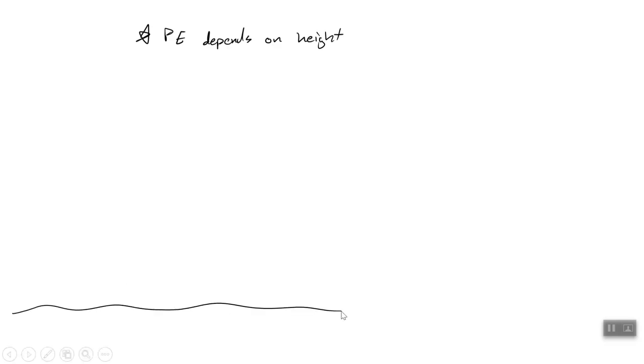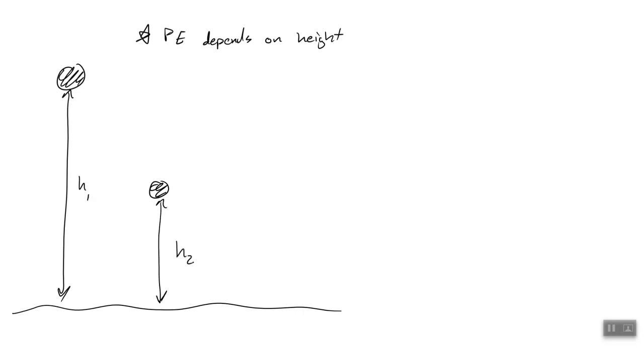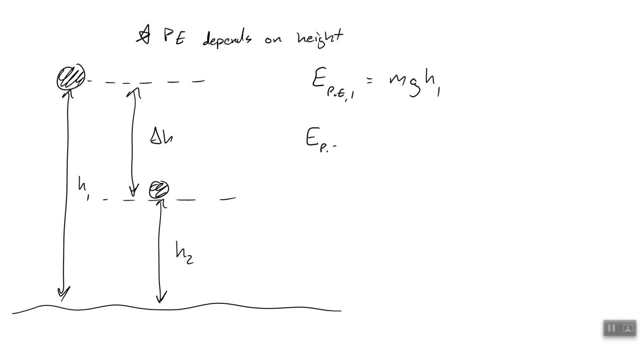Okay, so as we saw, potential energy depends on height. Now, you can have two things with different amounts of potential energy then. Let's say we have two rocks that are two different distances above the ground, one H1, one H2. And they have some difference between them of delta H. Well, I could write the potential energy of rock number 1, which would be the mass of the rock times the gravitational constant times the height of rock 1. I could also write the potential energy of rock number 2.